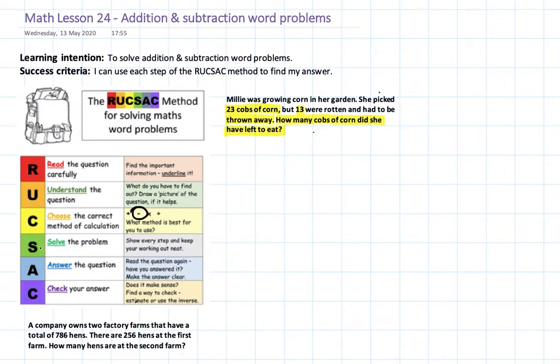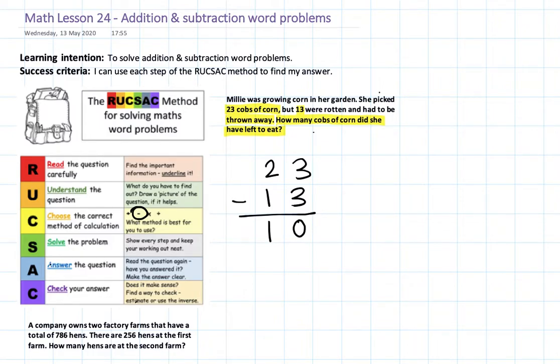Okay, and now let's solve the problem. Show every step and keep your working out neat. So I'm going to use the vertical subtraction strategy. So 23 minus 13 equals. So 3 take 3 is 0. 20 take 10, or 2 take 1, is 1. Okay, I've solved my problem.